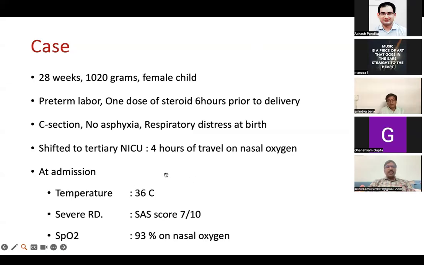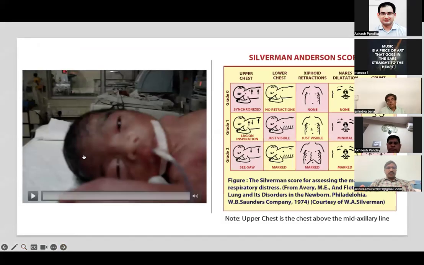And at admission to the tertiary NICU, the temperature is 36, so there is cold stress. Baby had severe respiratory distress, SA score of 7 by 10. The Silverman-Anderson score was 7 by 10. And the saturations were 93% on nasal oxygen, which looks like the baby is compensating a lot, or working extremely hard to maintain his saturations. So this is the baby which is shown here.